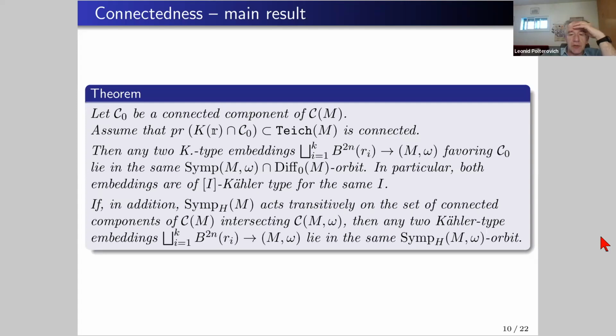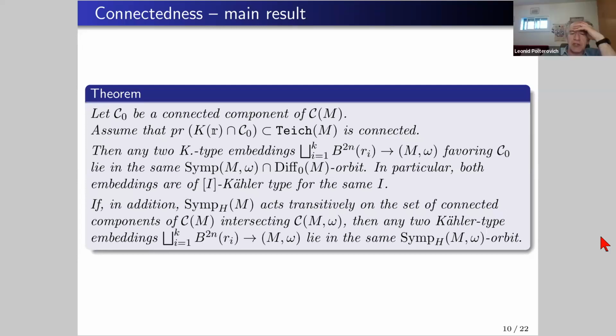And orbit is of this Symp intersect Diff zero, right? Orbit of what? Or just Diff orbit, zero? Or when I'm talking about complex structures, just of Diff zero. Well, okay, this Symp intersection with Diff zero, even more. Okay, you're right. But in particular, that means that Symp intersection with Diff zero implies Diff zero, and that tells me that both complex structures lie in the same Diff naught orbit, meaning that they're I Kähler-type for the same I. But yes, you're right that in principle we get something more.